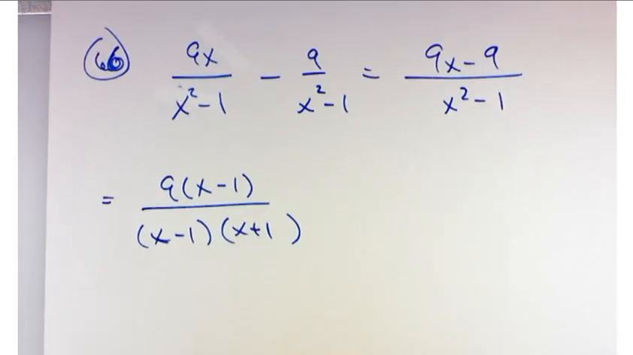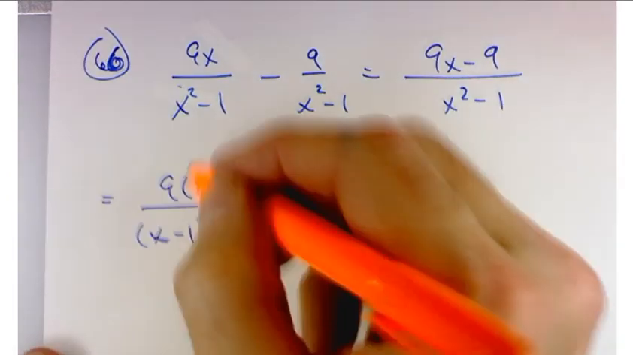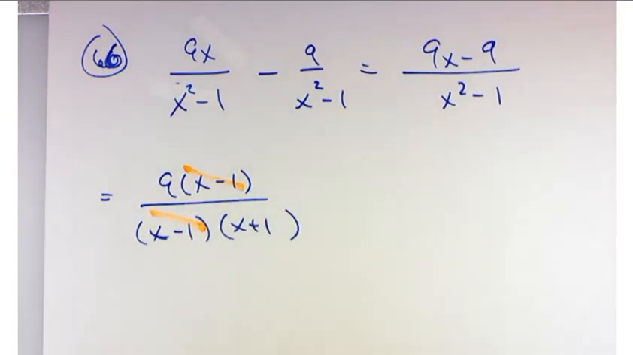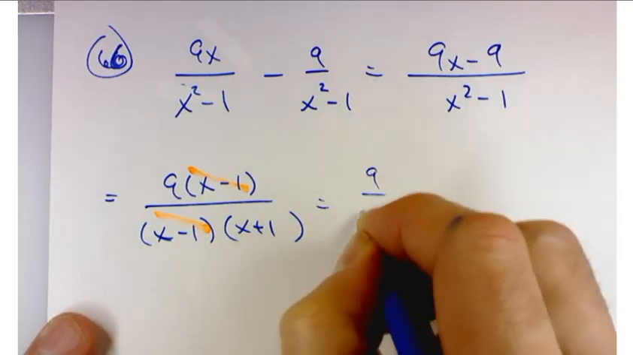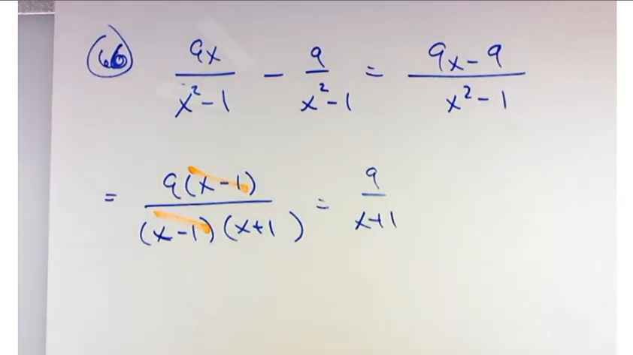So from here, now I can see what else I have to do. I can cancel out that x minus 1, and I'm left with 9 over x plus 1. So that's your 4 points out of 4 points. But you should always look for that extra cancellation.